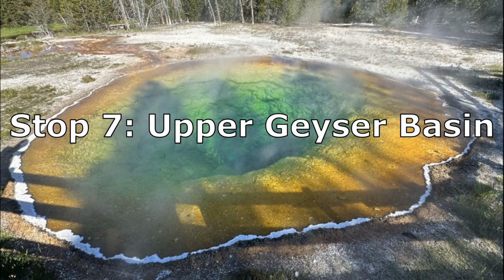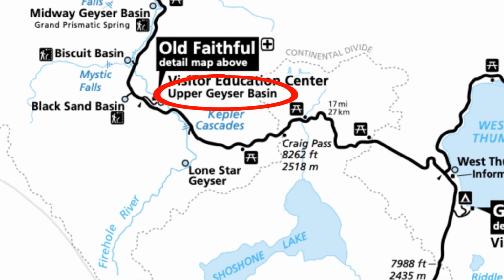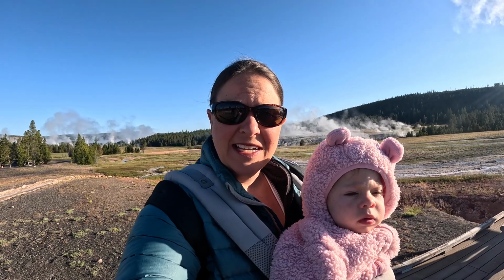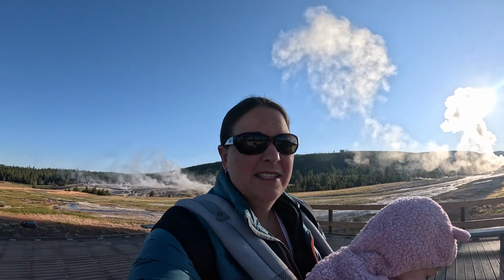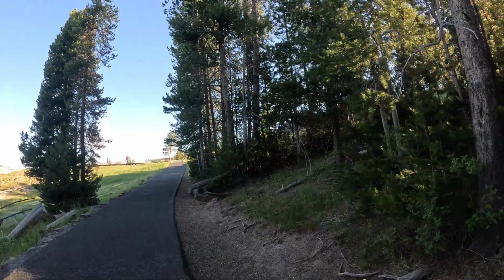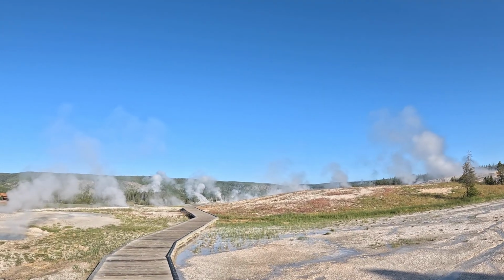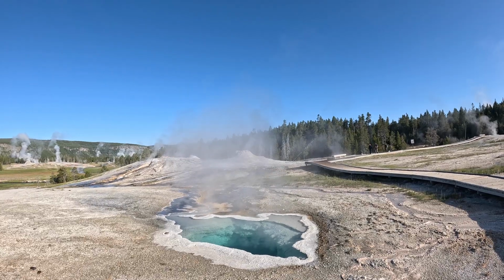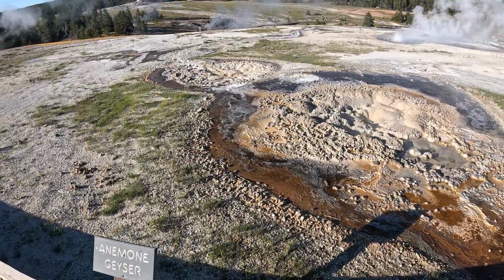From Old Faithful, which is in the Upper Geyser Basin, we hiked to some of the other geysers in the area. We're gonna go hike the Upper Geyser Basin. We're doing the Green Loop to Morning Glory and back. This hike has a lot of different geysers along the hike. The Upper Geyser Basin has a whole bunch of boardwalks and trails, with the main trail network around 5 miles round trip, but you could do a whole bunch of shorter loops.